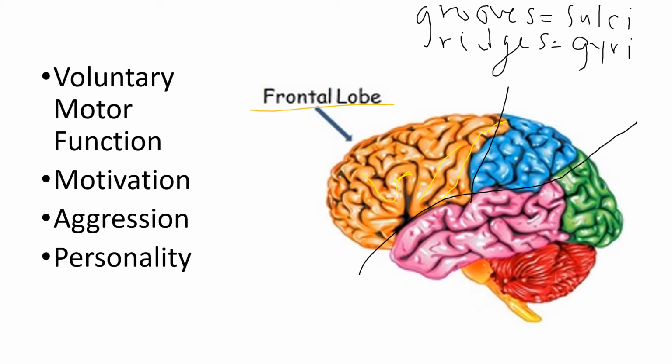So the frontal lobe is responsible for voluntary motor function, motivation, aggression, and personality. A good example of damage in the frontal lobe is a man by the name of Phineas Gage. He was a railroad worker, and he had a metal rod launched through his face, under his cheek, through the frontal lobe of his brain. Reports say that before the accident, Phineas Gage was a soft-spoken man, and after, he was loud and aggressive. So this again points to the aggression and personality aspect of the frontal lobe, and how damage to the frontal lobe could affect these portions.